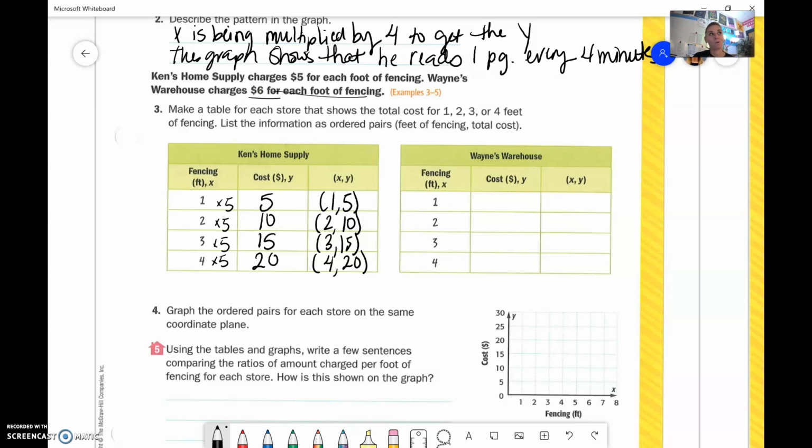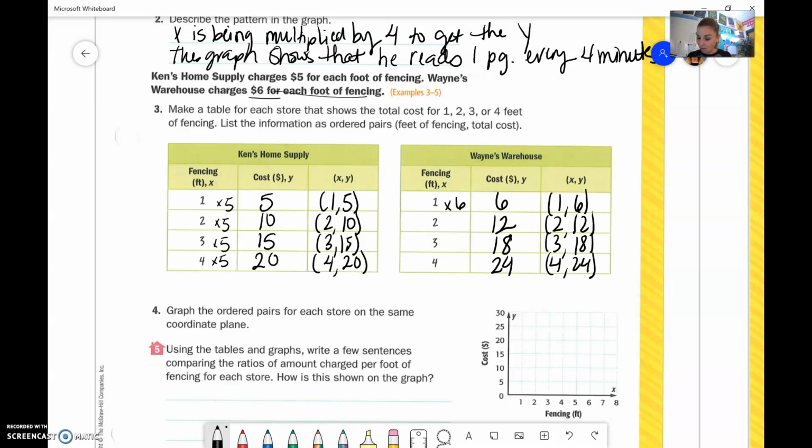The next one, Wayne's Warehouse, is $6. Obviously, Wayne's is a little bit more expensive. So notice I get from here to here by multiplying by 6. Or I can also just do my multiples of 6: 6, 12, 18, 24. Do you see how I did that? So crazy. That's why we had LCM before. See how it all works together? Oh, I love math so much. Okay, so we're going to go ahead and order these: 1, 6, 2, 12, 3, 18, and 4, 24, all with commas in between and with open and closed parentheses.